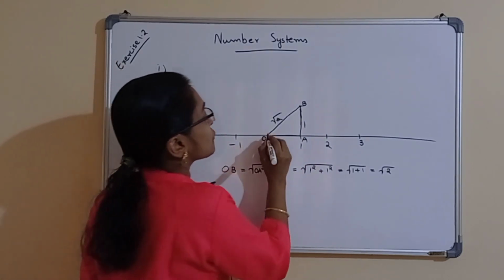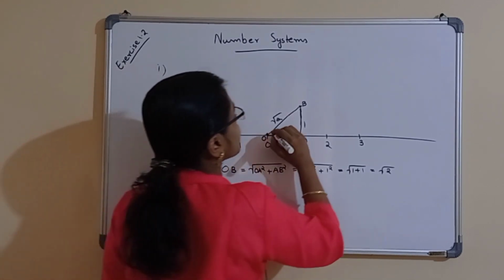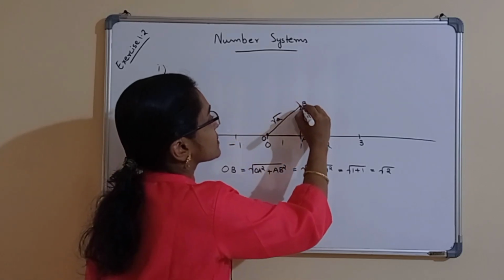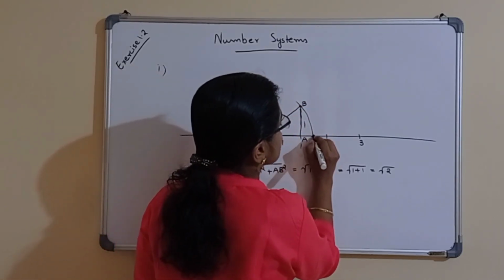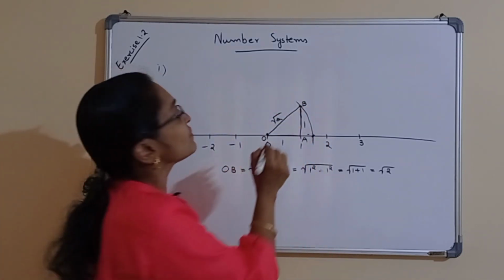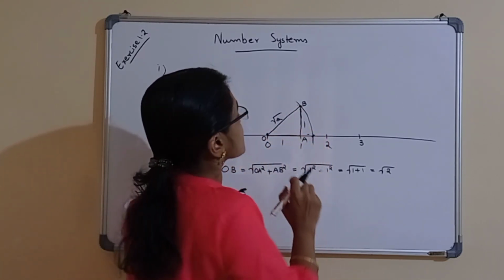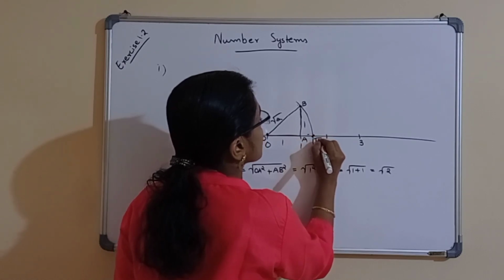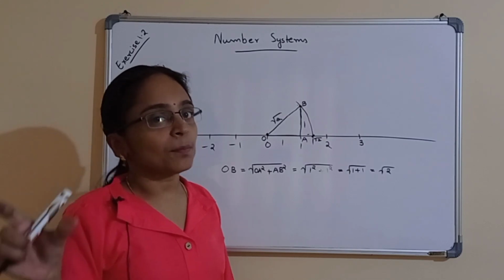Now, if we place the tip of the compass on O and take this length OB on the compass and draw an arc like this. So, this length is root 2, because we have taken this length on the compass and drew an arc. So, this length will be root 2, which means this point is root 2. So, we have drawn root 2 on the number line.